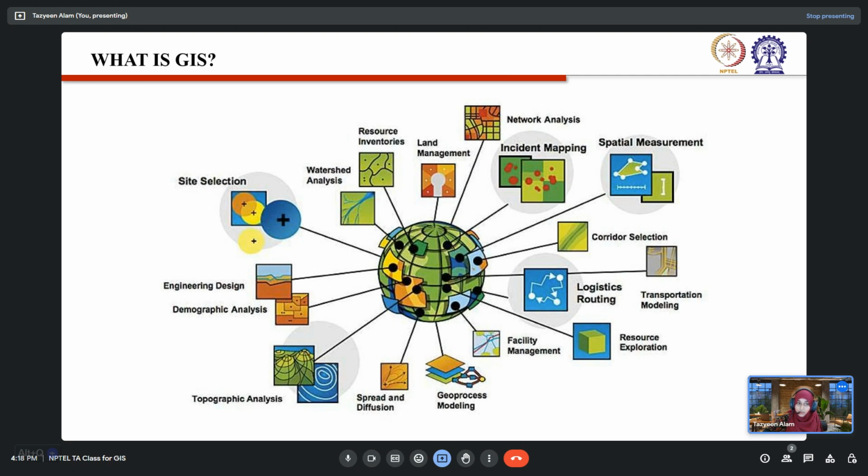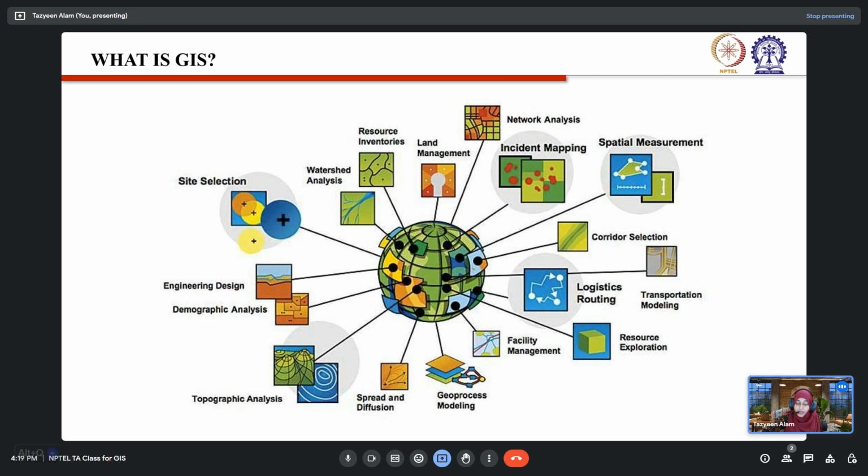GIS can also be defined as a system of hardware, software, and procedures which are designed to support, capture, manage, manipulate, analyze, model, and display of specific, spatially referenced data for solving complex problems and management of those problems. So this was David Cohen in 1989.